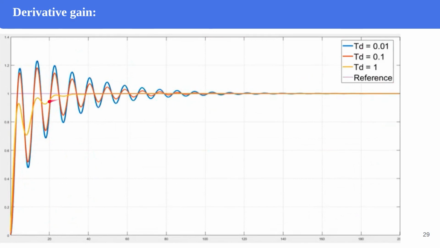We have here the derivative gain as well for different values of Td or derivative time, and you see the results. The result for Td equal to 1 is better than other values.